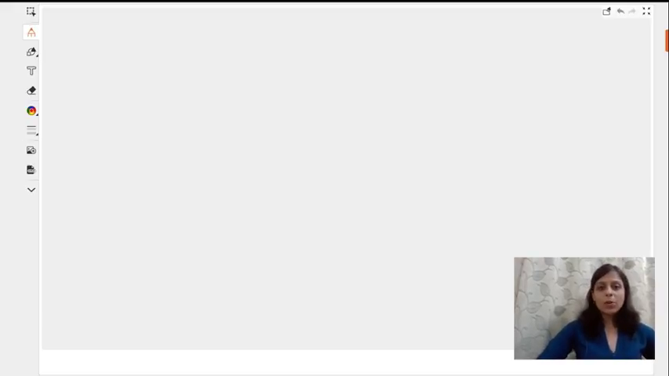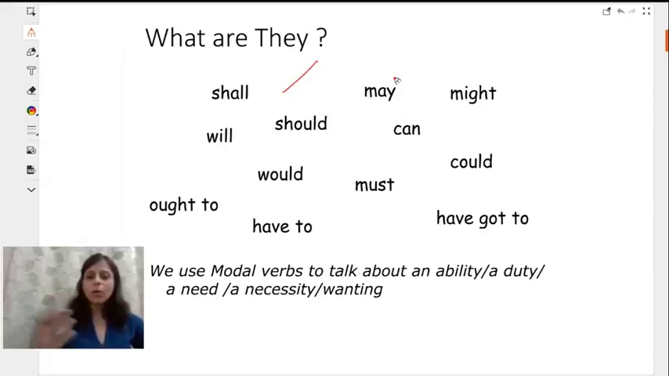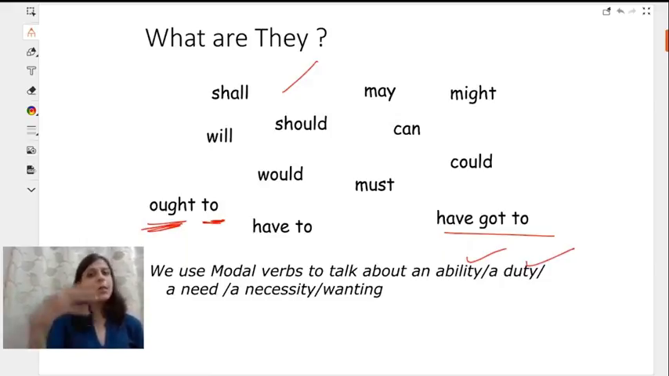What are they? I talked about shall, may, might, should, will, can, would, must, could, ought to, have to, have got to, right? So we use modal verbs to talk about an ability, a duty, that's like your obligation, it's obligatory for you to do this. That's a separate tone, right? If you have the ability, that's a separate tone. A need, a necessity, and wanting. So there are different sets of modals, as I told you.